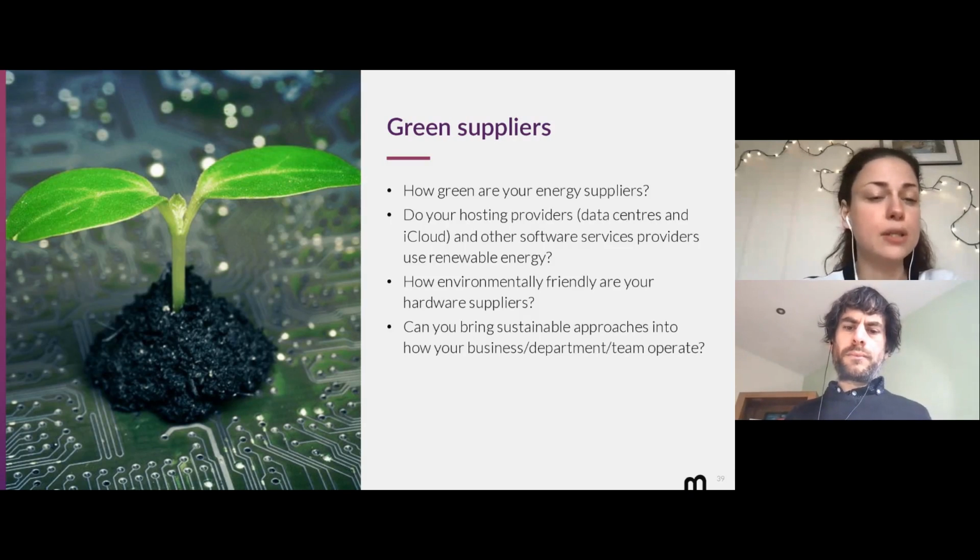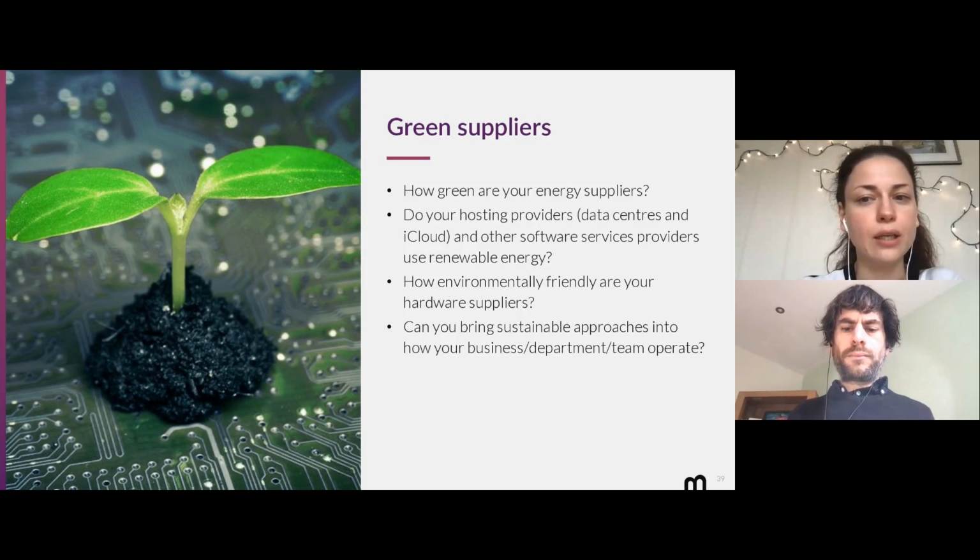And you can choose green suppliers to work with. A big part of having more sustainable design is using sustainable partners and software platforms and hardware as well. So here are the questions that you can discuss with your team and decide where you can change the supplier. So you can look at your current energy suppliers, how green they are. You can check your hosting providers, data centers and iCloud services, and maybe some other software service providers. If they use renewable energy, you can investigate into that.